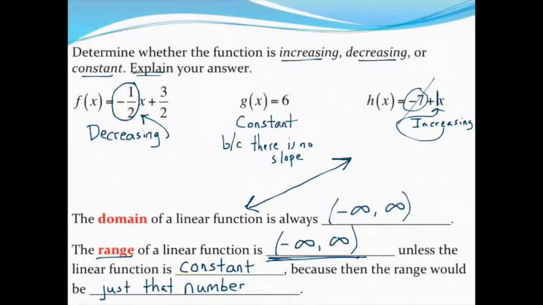If that line is constant, meaning it's horizontal, it doesn't have a range of positive infinity to negative infinity. Instead, the range is just whatever that number was. I don't really have an output other than that number. So for example, for that constant function, the g of x function, I would just say my range is 6. There's only one output. It's always 6, no matter what.